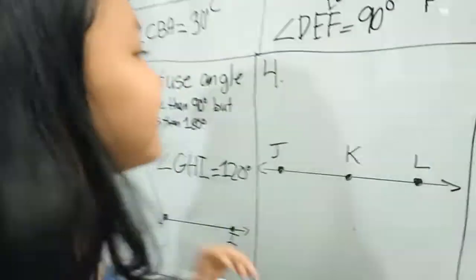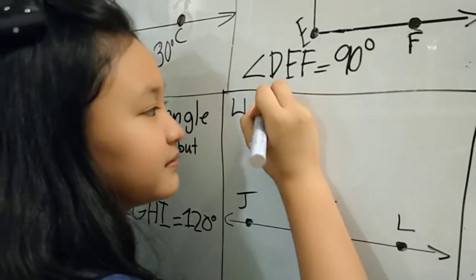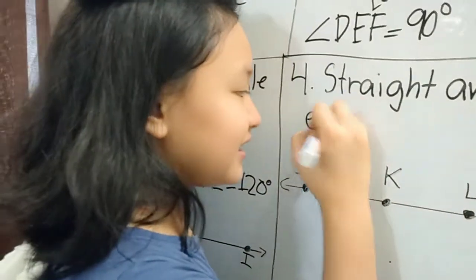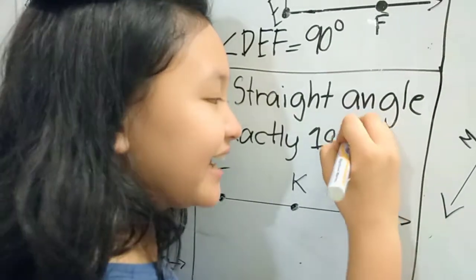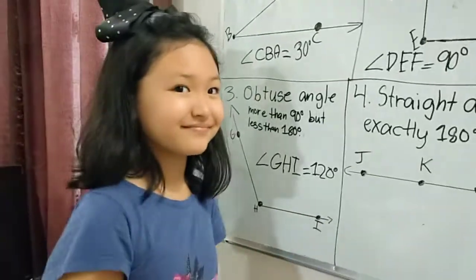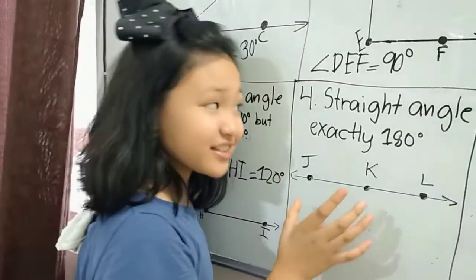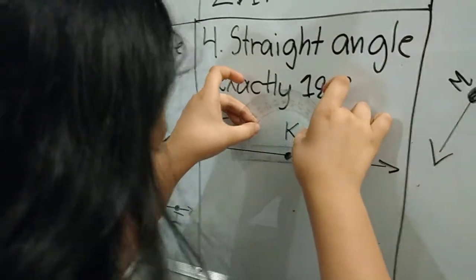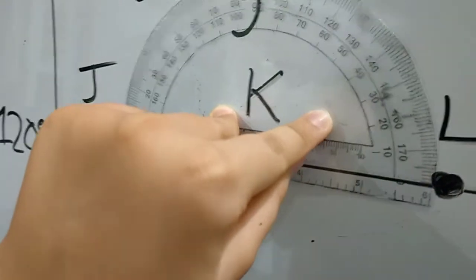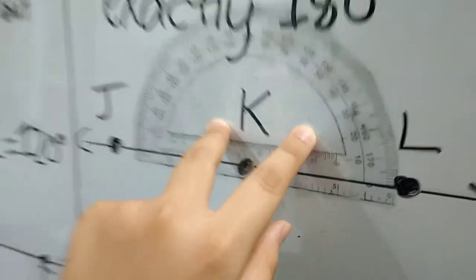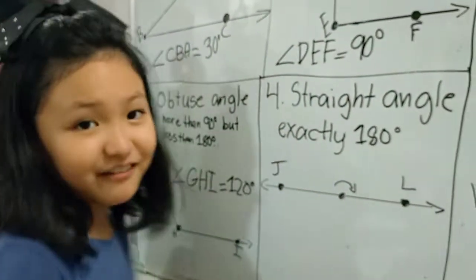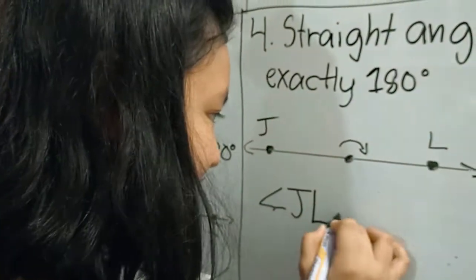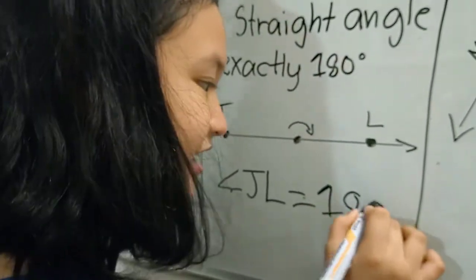Fourth type of angle, straight angle. Straight angles measure exactly 180 degrees. This is a straight angle. Let's see if it's really a straight angle. It's 180 degrees. In symbol, we write this as angle JKL is equal to 180 degrees.